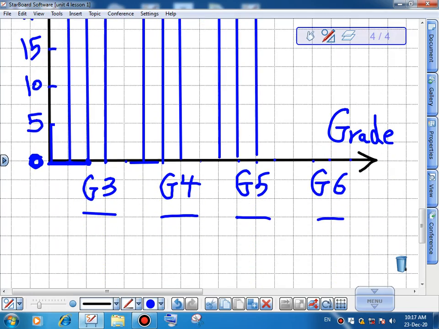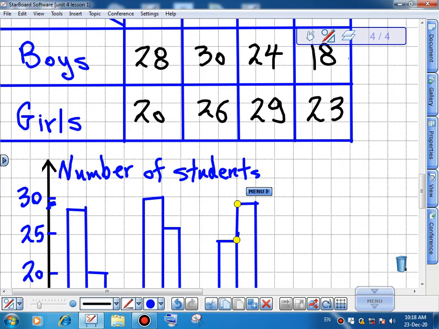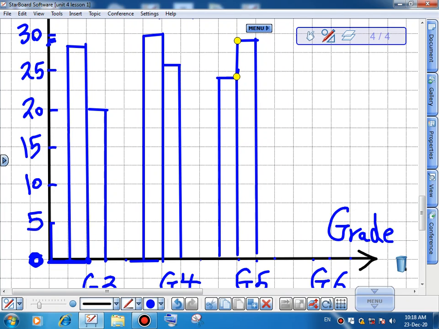And the last one, grade 6. In grade 6, we have 18 boys and 23 girls. We go from 0 to 18. We have 10, 15, and after 15 comes 16, 17, 18. It will be a line between 15 and 20, like this. We go from 0 to 18.